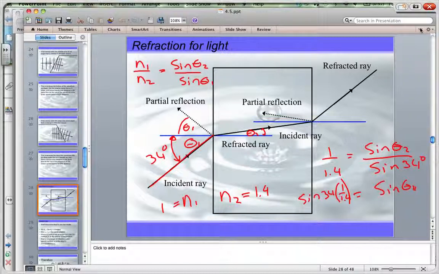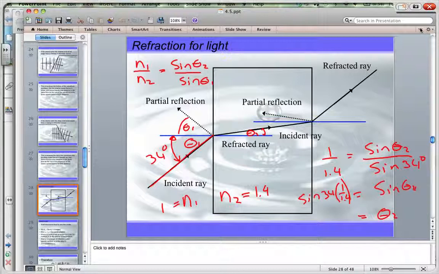What do we have to be careful with though? We've got to make sure that we're in degrees, not radians. The standard thing is always radians in your calculator, so you've got to make sure that's in degrees, and then you just do the inverse sine once you get your value there. Your theta 2 should obviously be less than 34 degrees.